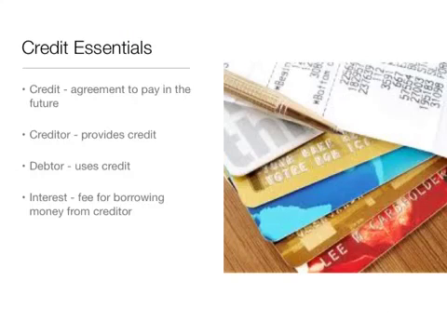Alright, so credit essentials. Credit is an agreement to obtain money, goods, or services now in exchange for a promise to pay in the future. A creditor is a person who lends money or provides credit, and your credit is going to be based on the creditor's confidence in you. A debtor is a person who borrows the money or uses the credit, and interest is a fee for borrowing money from a creditor. Your interest rate is a percentage of the total amount borrowed, and the interest rate depends on the length of time of the loan and the amount of money the loan is.